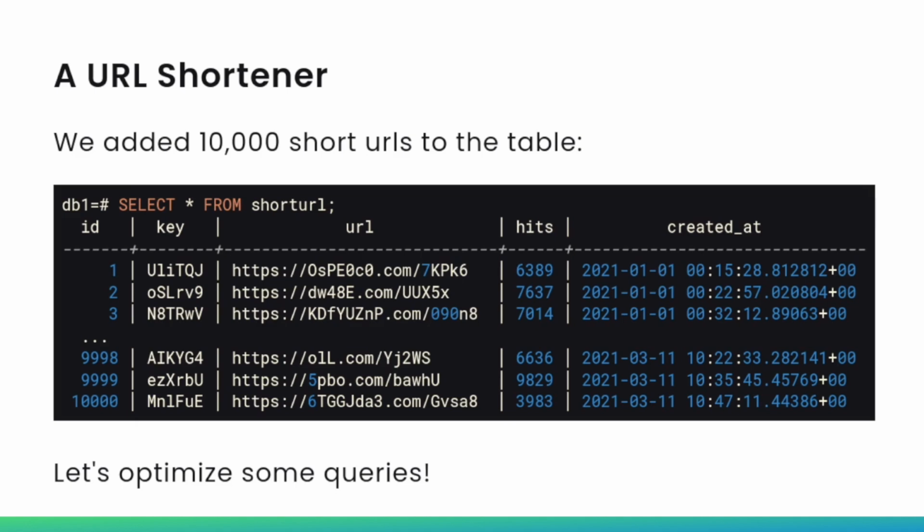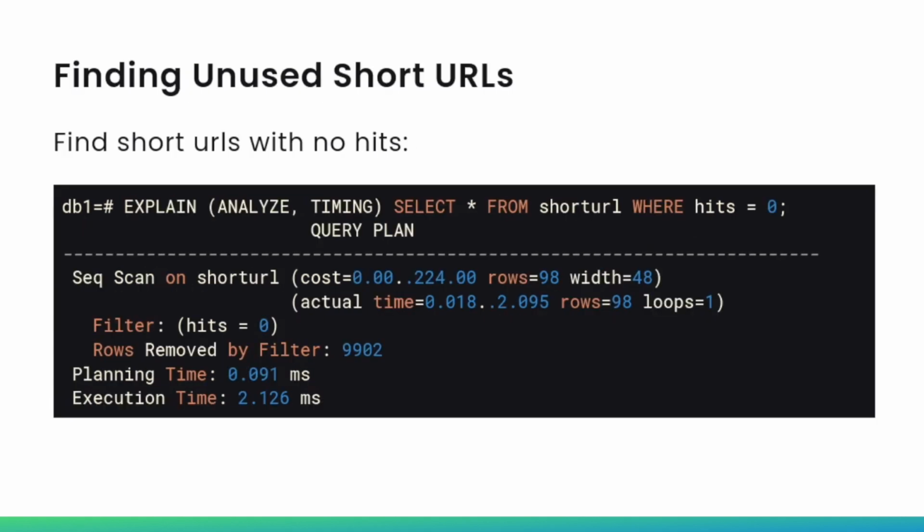So now we are going to do several use cases on this table and try to optimize them. The first business question that we want to answer is, we want to find all the unused short URLs. We want to find short URLs with no hits. So if we just go about and write this query, we issue explain analyze because we want to execute the query, get the timing, and view the execution plan. So we issue explain analyze select star from short URL where hits equals 0.